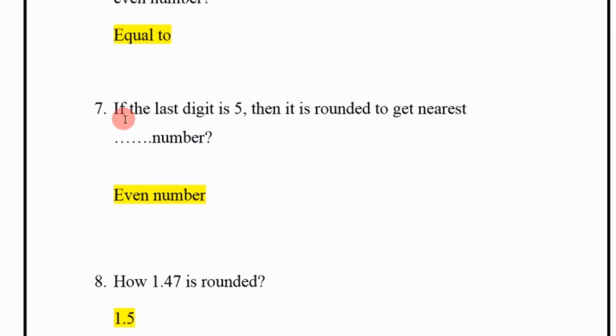Next, if the last digit is 5, then it is rounded to get the nearest even number.